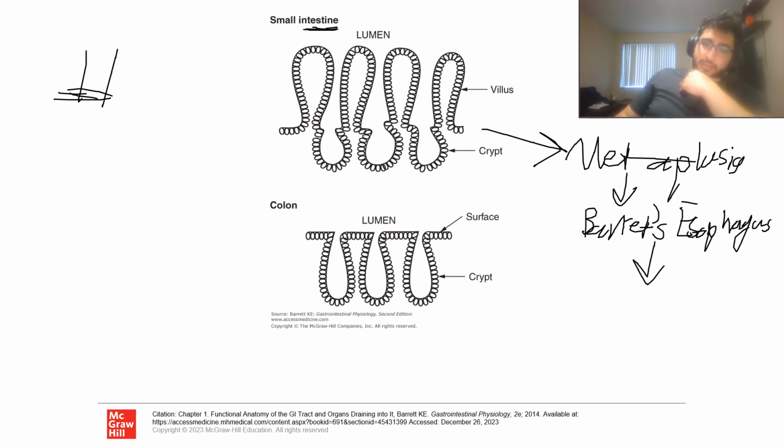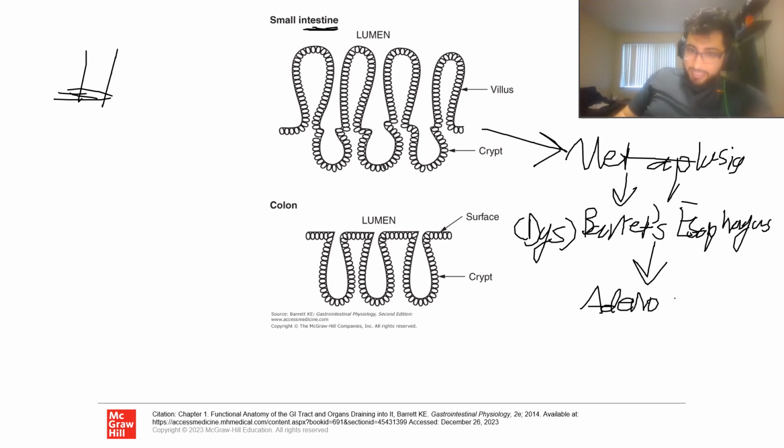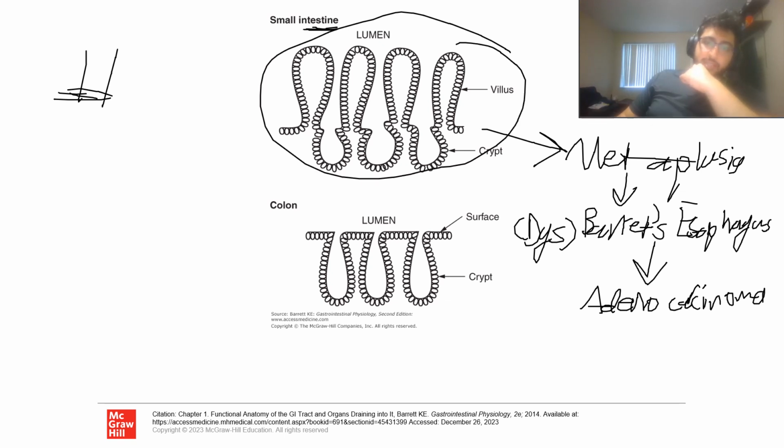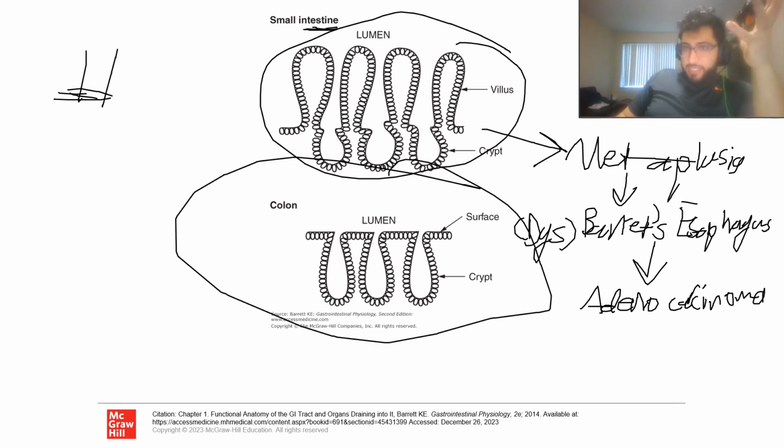With time, now most people with reflux don't get metaplasia. Most people with metaplasia don't get dysplasia, and most people with dysplasia don't get adenocarcinoma. That being said, it is an important risk factor, and these patients require surveillance. So that's the importance of recognizing the difference between the architecture of the small intestine and the large intestine, and that you shouldn't see that architecture in other tissues.